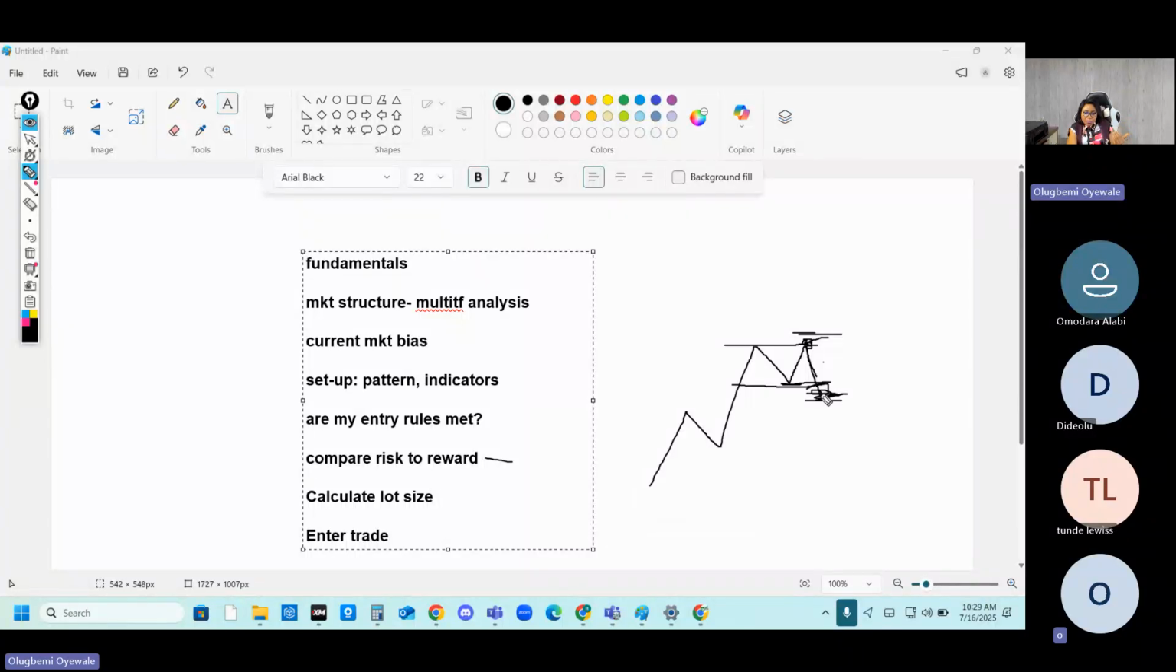I'll calculate the number of pips from entry to stop loss. Say it gives me 20 pips as my stop loss. How many pips is in my take profit? If it is 40 pips, 50 pips, 60 pips, very good. It's more than two times the expected risk.